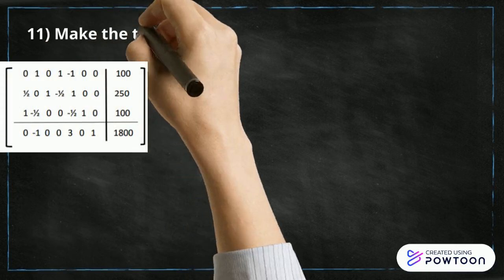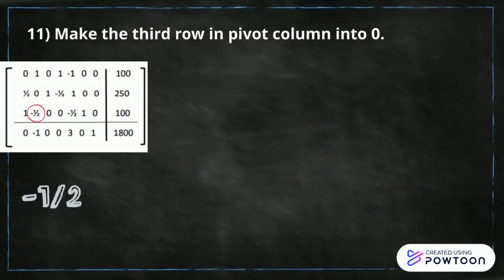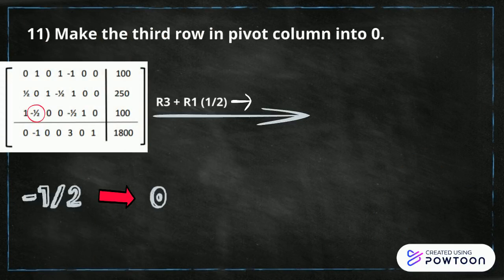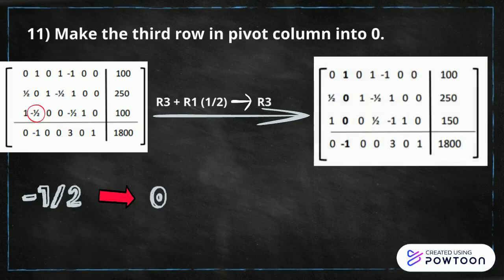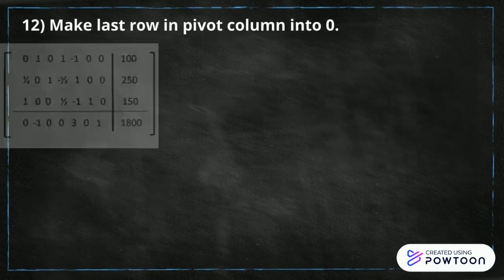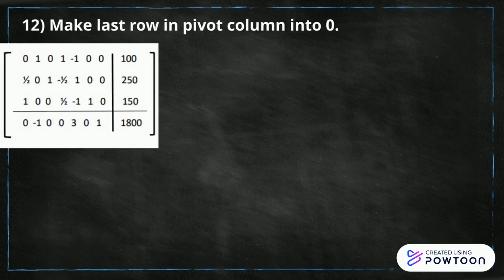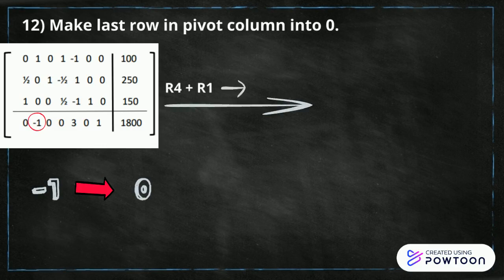To make the third row in the pivot column into 0, we need to multiply row 1 by 1/2 and add with row 3. Then we will get a new row 3. Next, to make the last row in the pivot column into 0, we need to add row 4 with row 1. Then we will get a new row 4.